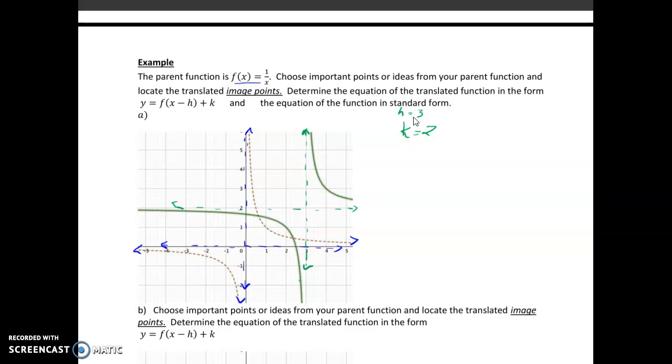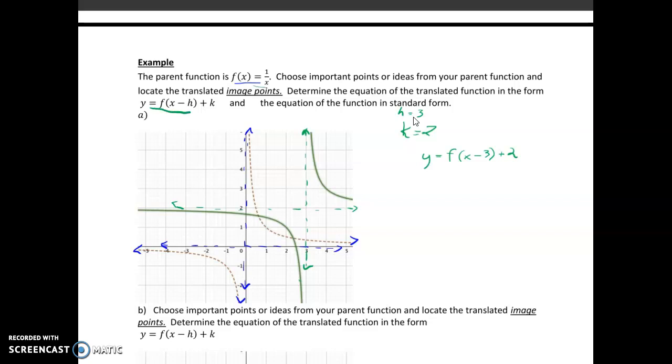So choose important points or ideas from my parent function and locate the translated image points. I think that I've done that. It hasn't asked me to graph the transformed function. In fact, I was given that. Determine the equation of the transformed function in the form y is equal to f(x minus h) plus k. So very simply, I'm just going to say y is equal to f(x minus positive 3), close brackets, plus k.